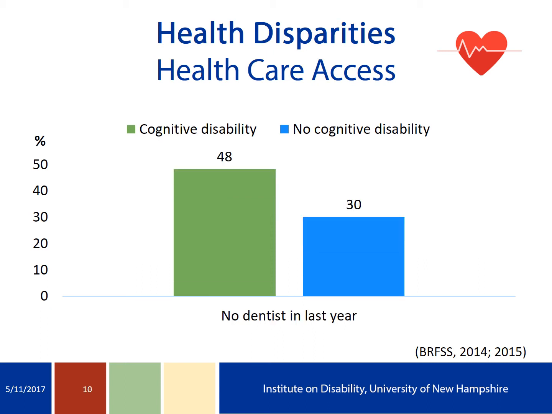Another example from healthcare access. 48% of people with a cognitive disability were not able to see a dentist or receive a tooth cleaning in the last 12 months, compared to 30% with no cognitive disability.